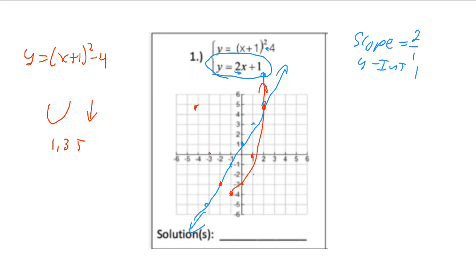Now my solutions are where the two graphs cross. Well, it crosses here and here. So it looks like my solution is -2, -3. And this point here, I think it looks like 2, 5.